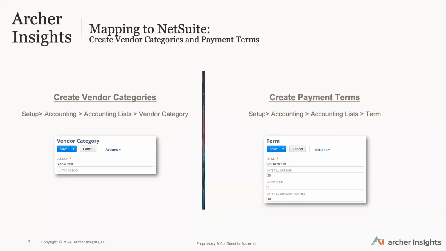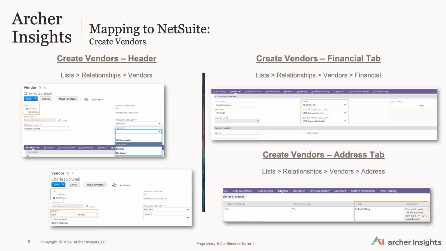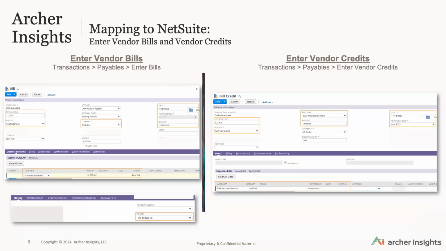Let's see how NetSuite is configured. There are a couple of setup items to call out. Optionally, you can create vendor categories to group your vendors. Create payment terms for your vendors. Create vendors. In NetSuite, you can identify vendors as either company type or individual type. For each vendor, you can default the payment term, default expense account, and default accounts payable account to streamline data entry. Optionally, you can set up multiple addresses.